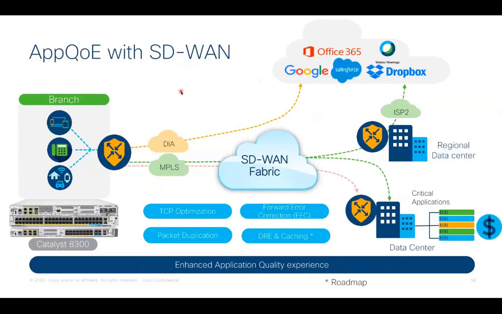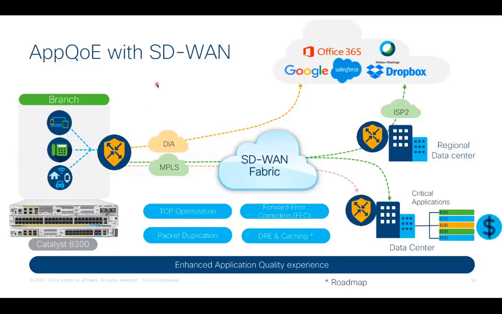AppQoE with SD-WAN is another use case I would like to talk about. So this is application quality of experience. So how Cisco SD-WAN solution provides better quality for critical application for our customers. And what are the customer issues when it comes to application access? Some of the issues could be related to packet loss on WAN links, high latency on the WAN links, poor application performance with very limited application visibility.